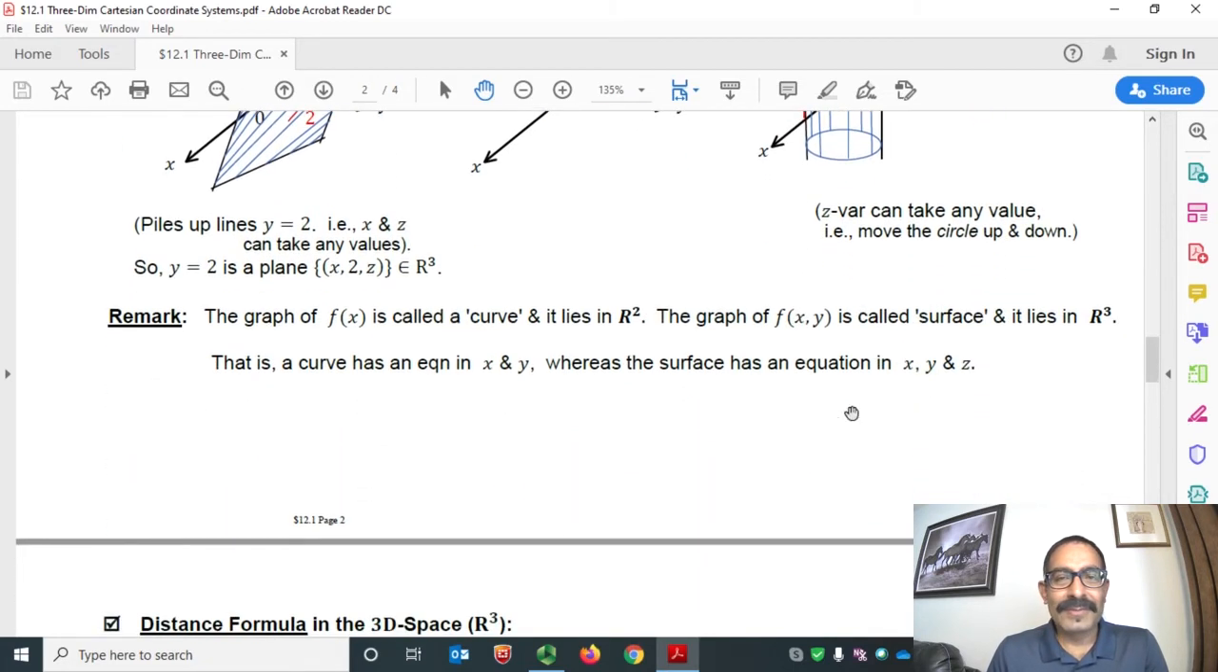Quick remark. The graph of a function of a single variable is called a curve, and the curve lies in R2. Means the graph of a function of a single variable lies in one higher dimension, from R1 to R2. The graph of a function of two variables is called a surface, and the surface lies in R3. That is, a curve has an equation in x and y, whereas a surface has an equation in x, y, and z. Great. So now let's move on.